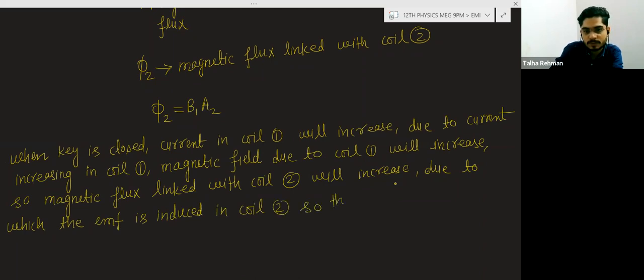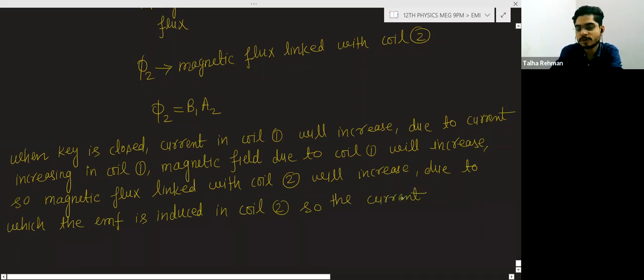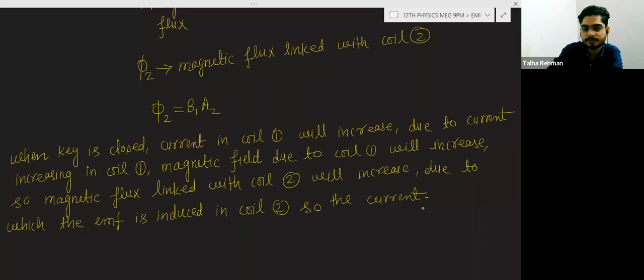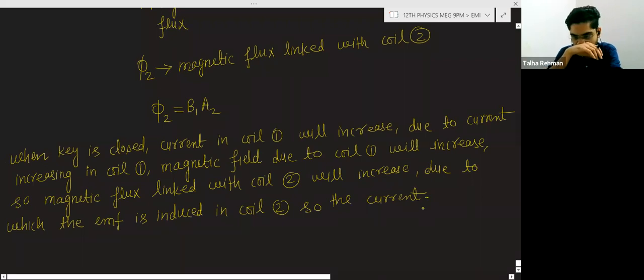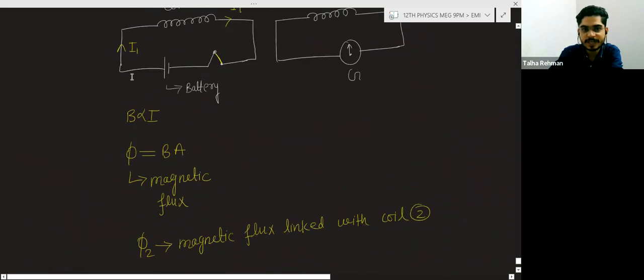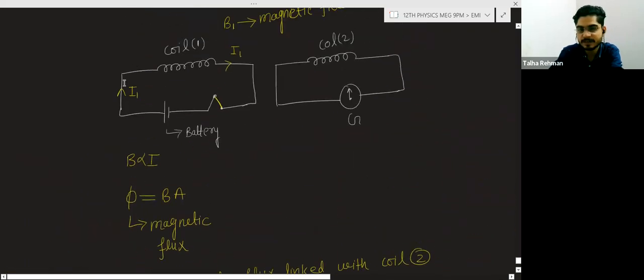So the current will also be induced. What you can analyze from this is, if you are increasing the current here, there will be an induced current in the second coil. Okay.